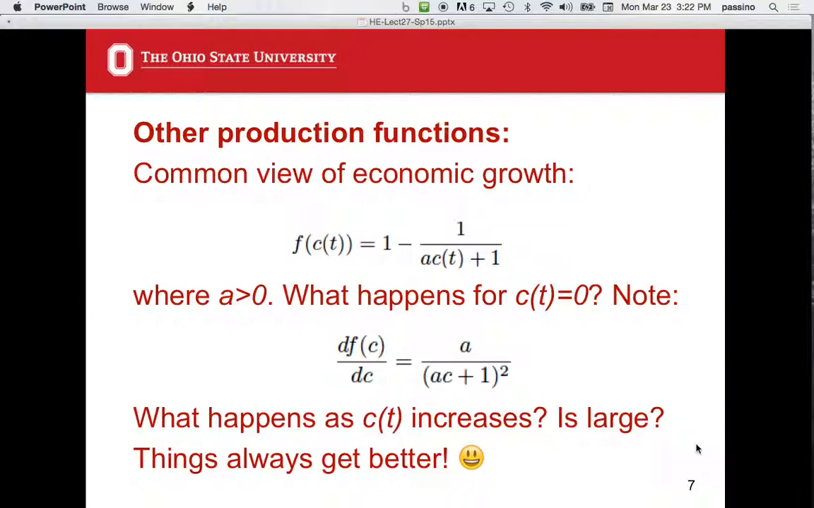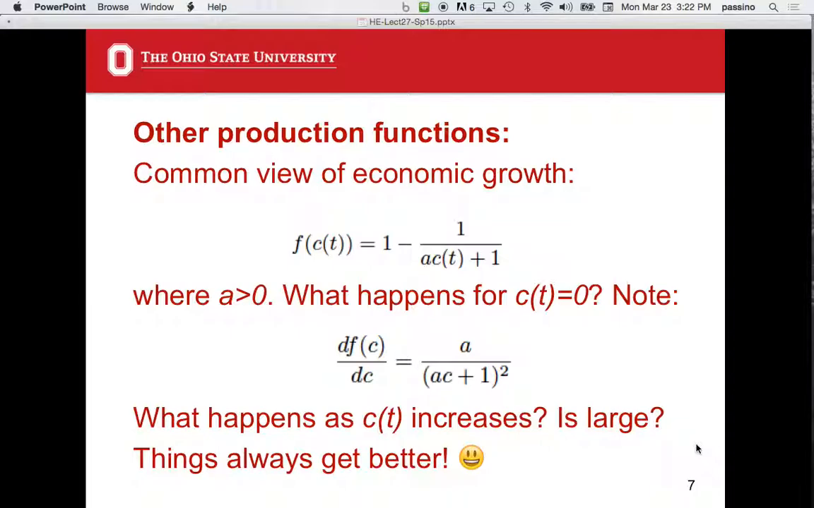Now, here's why I put the little smiley face there. If this represents the economic growth of the country, this is absolutely wonderful. Why? Because it means that no matter how small my amount of capital is, you will get richer and richer and richer as a country. No matter what. This is the conventional view of economic growth. In other words, you give the whole country one penny, and they're going to get rich. Okay? That's what this model says, if you choose F that way.